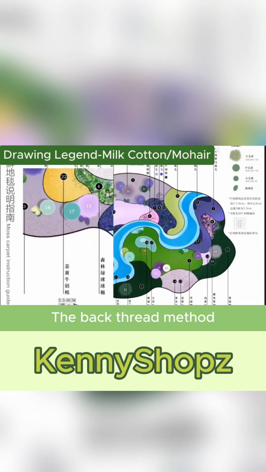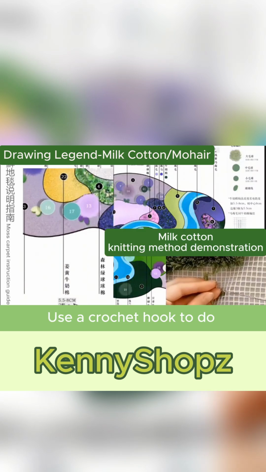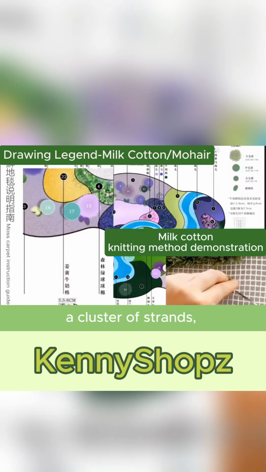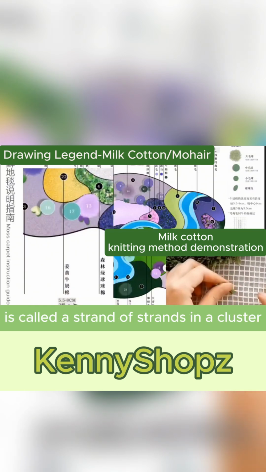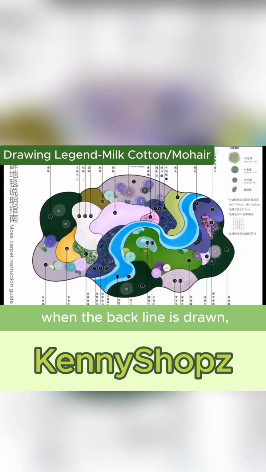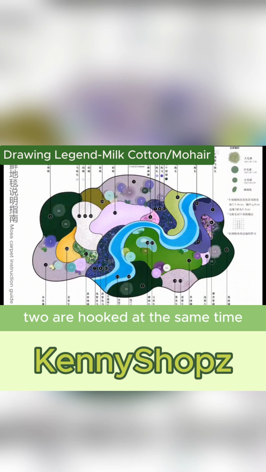The back thread method. You can see the specific knitting tutorial later. What does a few strands in a cluster mean? Use a crochet hook to do a cluster of strands and do it this way. The process in the video is called a strand of strands in a cluster 2. That is, when the back line is drawn, 2 are hooked at the same time.